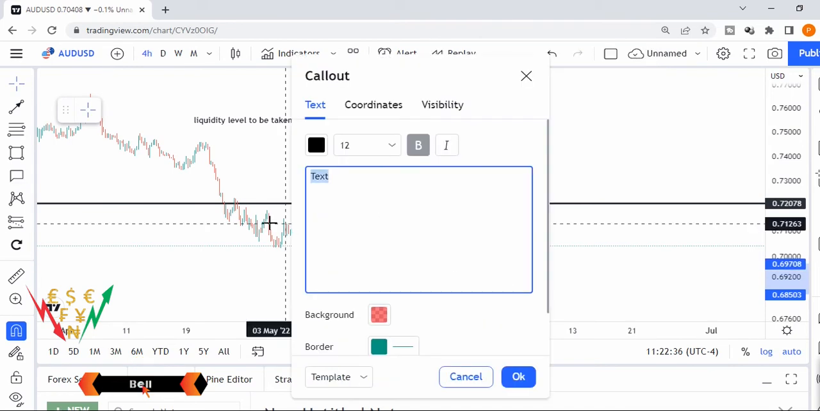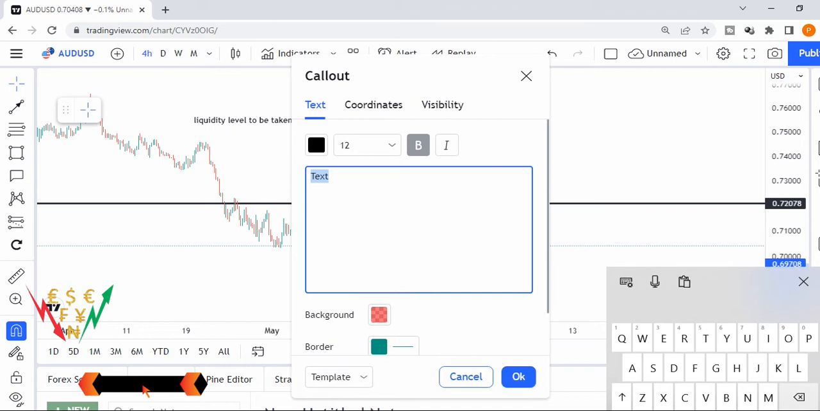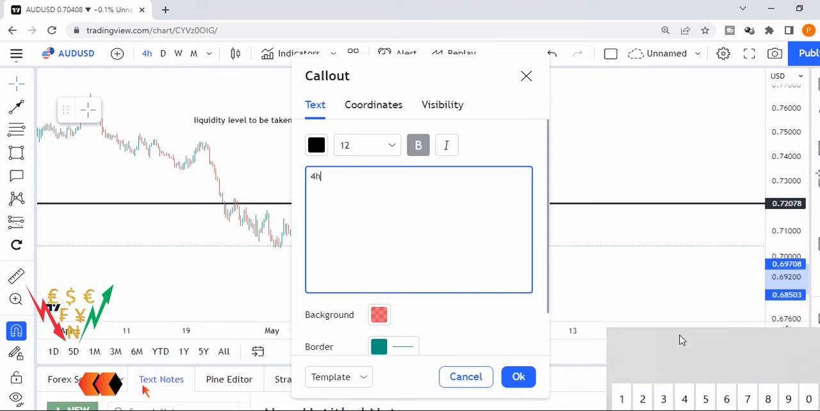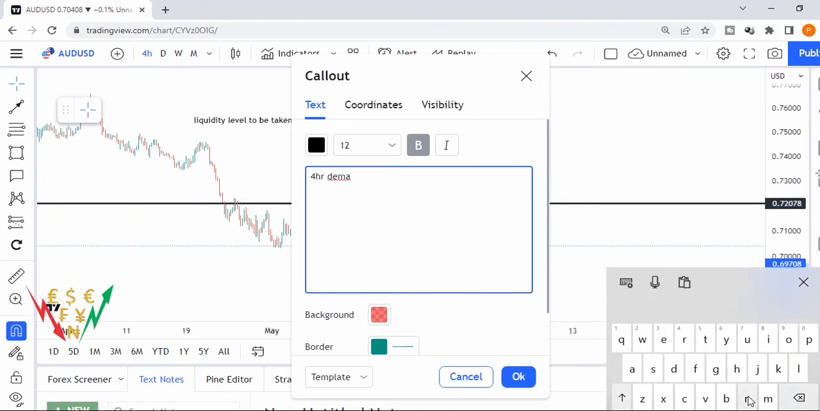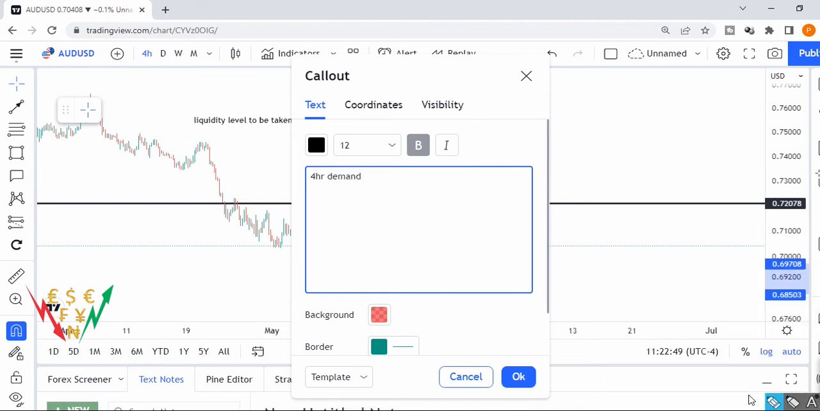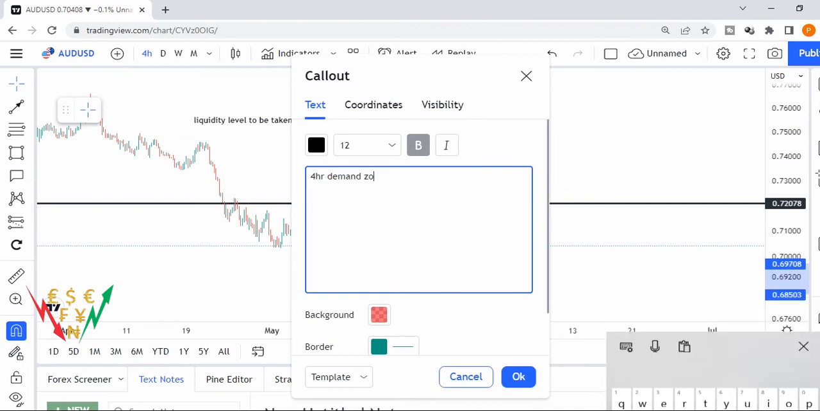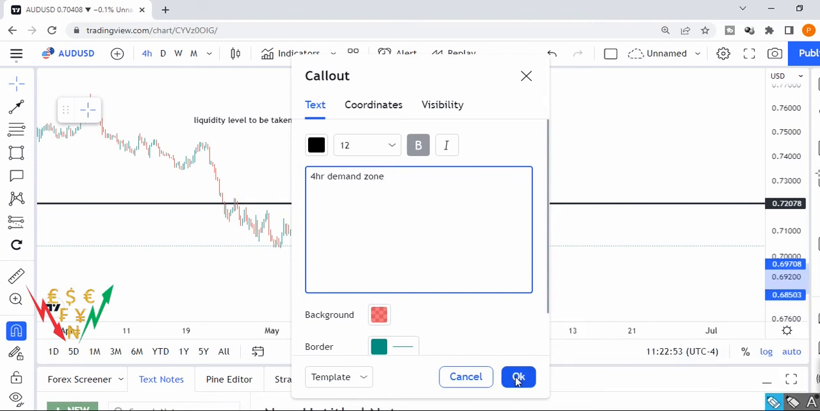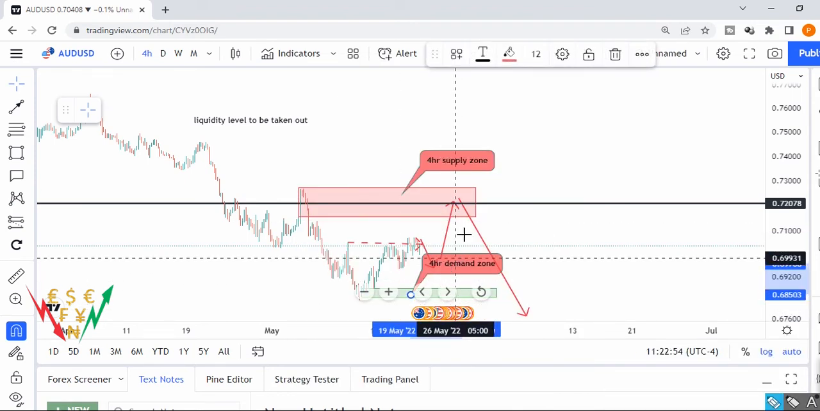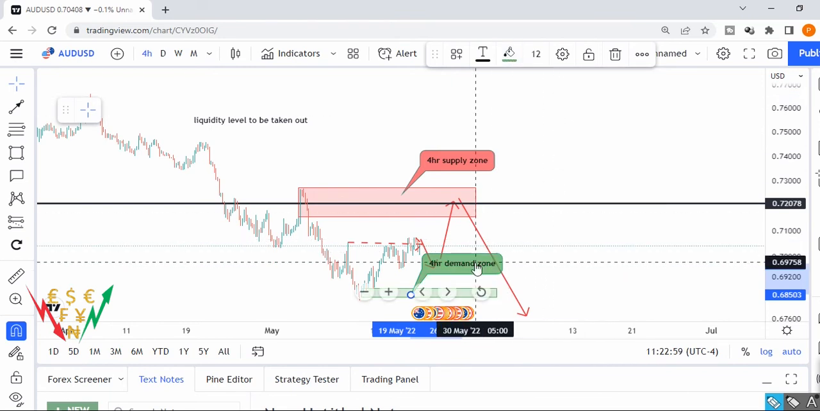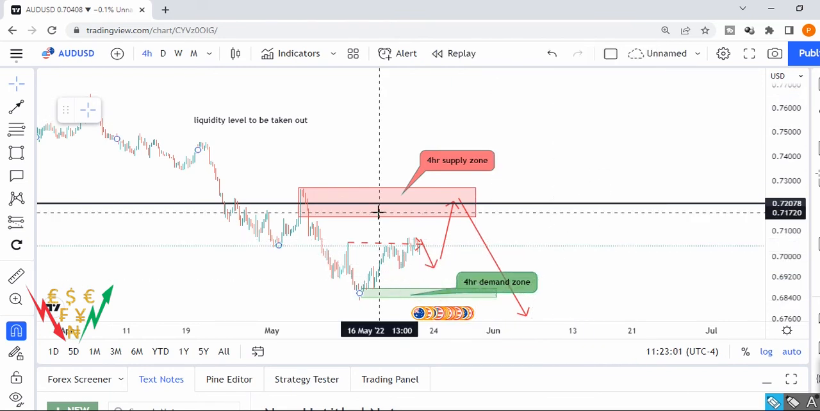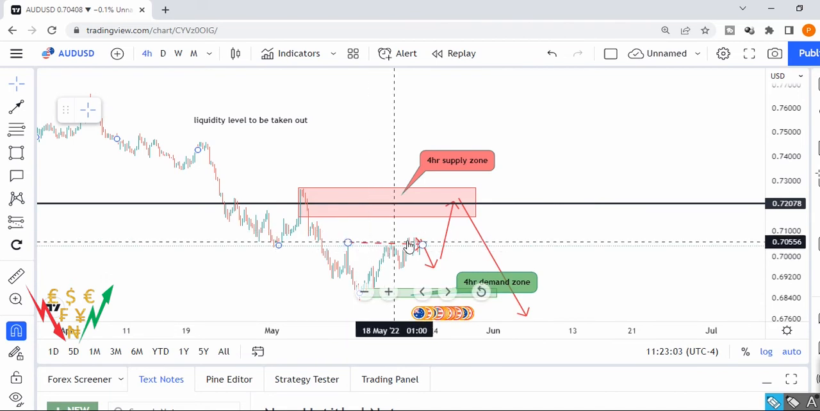For our demand zone, we have pretty much that same setup for demand. Okay, so this is what I want to see right here. This is the area we're looking at.